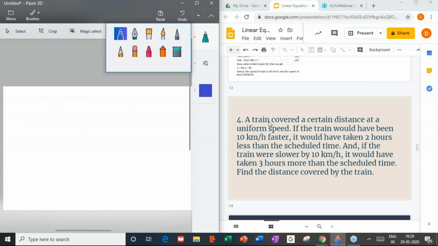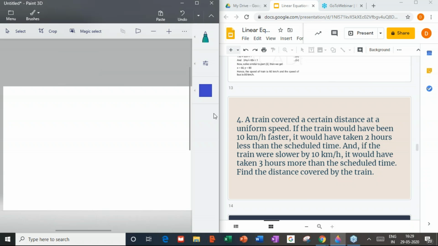So a train covered a certain distance at a uniform speed. Okay, you are still solving the previous question. Yes, Ritu, you're right. Simra, yes, you're right. The previous question is correct. Okay, so we'll read this once more. I am only making a mistake while writing. So a train covered a certain distance at a certain uniform speed.